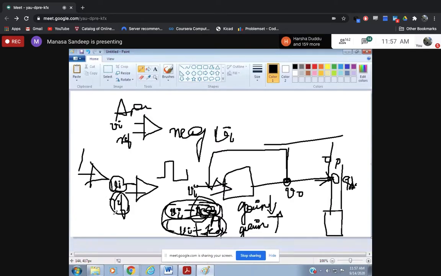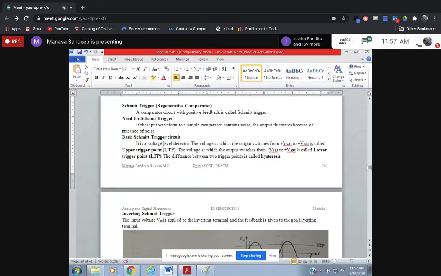So this input voltage level crossed this level, or it is falling below this level, and you're detecting it, correct? That's why the Smith trigger is called a voltage detector. It is capable of detecting the voltage level. If it crosses above some value, it is capable of identifying it and notifying it to you. Okay, so it's like that.